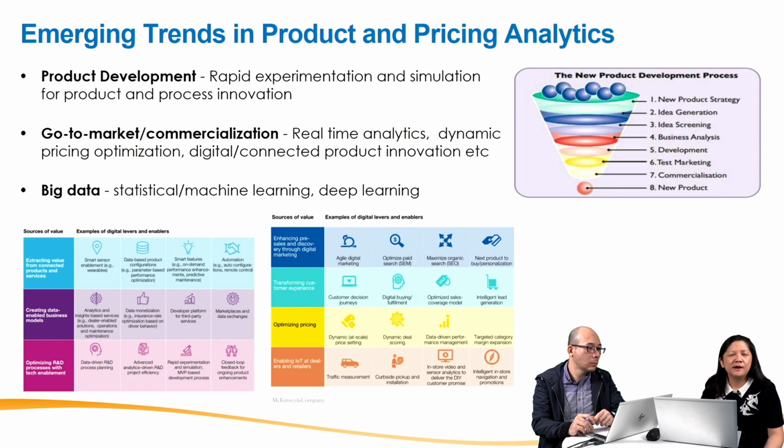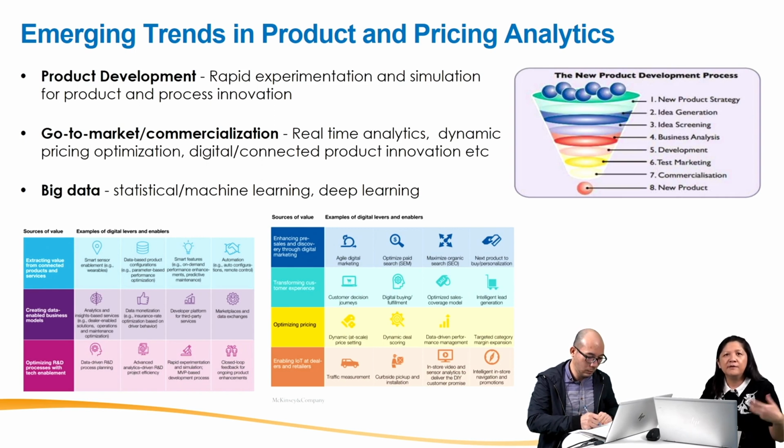Okay. There are some emerging trends in product and pricing analytics, for example, in the area of product development as well as go-to-market commercialization. In the area of product development, we see rapid experimentation and simulation in terms of product and process innovation. So in the new product development process, all the way from understanding the new product strategy, evaluating and validating our ideas, screening the ideas, developing and test marketing, and into commercialization of the new products, all these we see rapid experimentation and simulation.